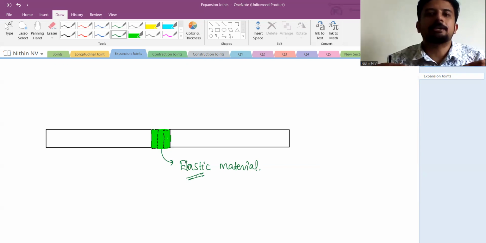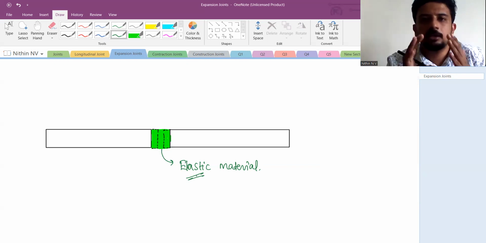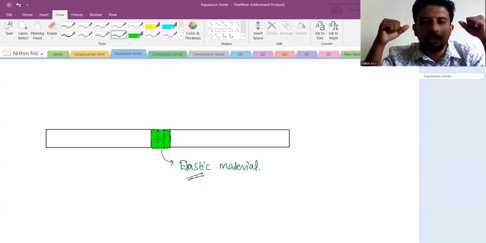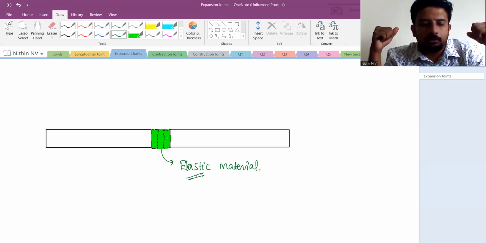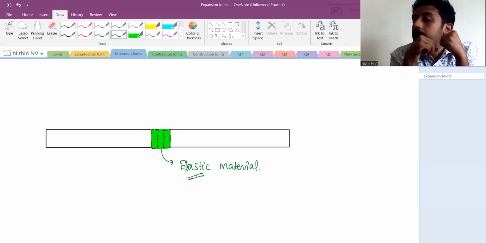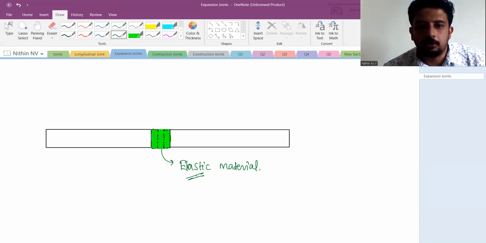The slabs are expanding, which means it is going to push the elastic material. So if I am the elastic material, this is my initial thickness, or this is my initial width. What is going to happen to me? I will be getting contracted. Why? Because from both the sides, slabs are going to push me. Right or not?